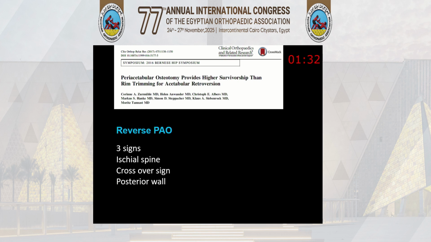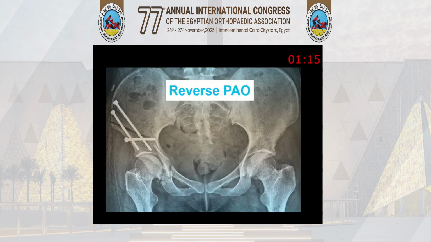This paper from the Bernese group: if you have the 3 signs, ischial spine sign, crossover sign, and posterior wall sign, the better option is to do a reverse periacetabular osteotomy. If you have a negative posterior wall sign, you can do a rim resection. So we did, for this patient, a reverse PO with improvement of the crossover sign, decreasing the anterior impingement, and increasing the posterior coverage.